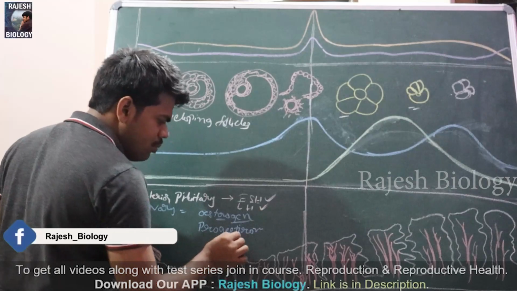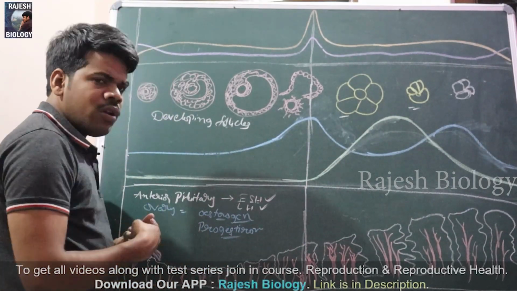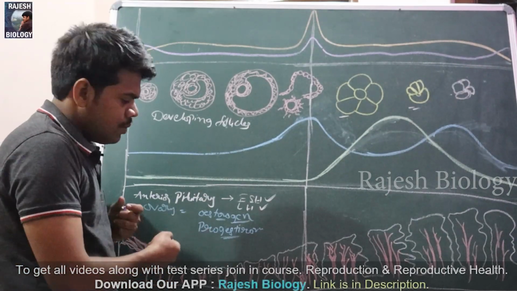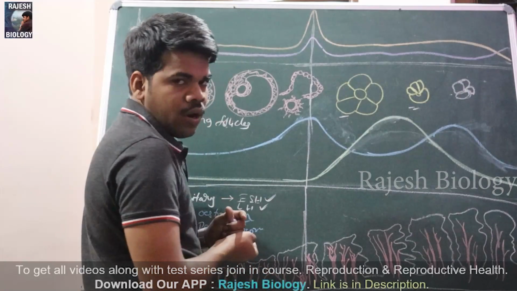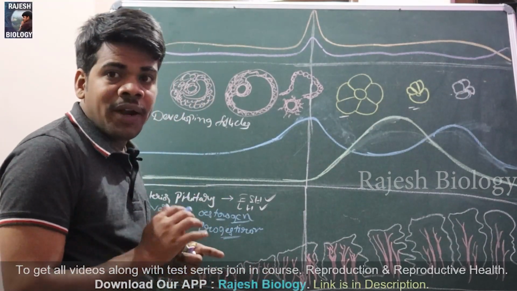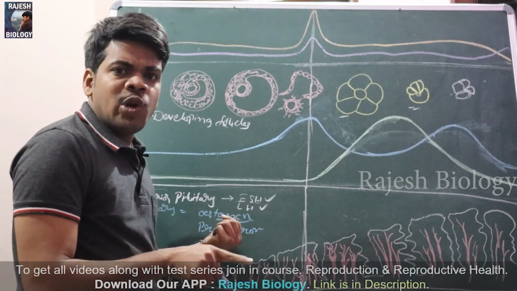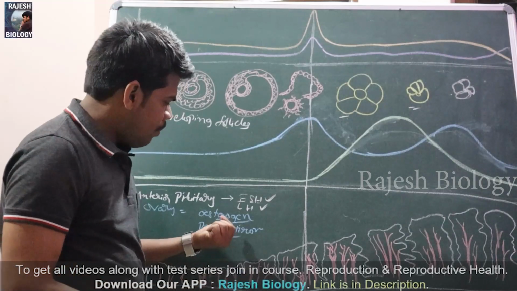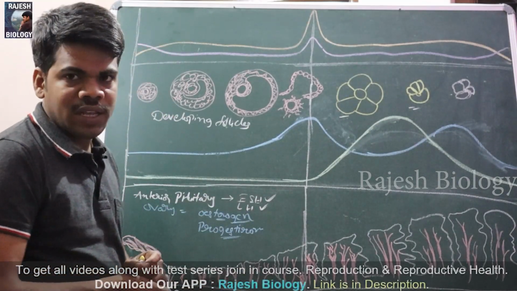You know, gestation means pregnancy. Progesterone is released before pregnancy, and it maintains the endometrial wall. The endometrial wall proliferates and is prepared because of the estrogen, and that prepared endometrium is maintained by the progesterone. So these are the four hormones we are going to discuss here.